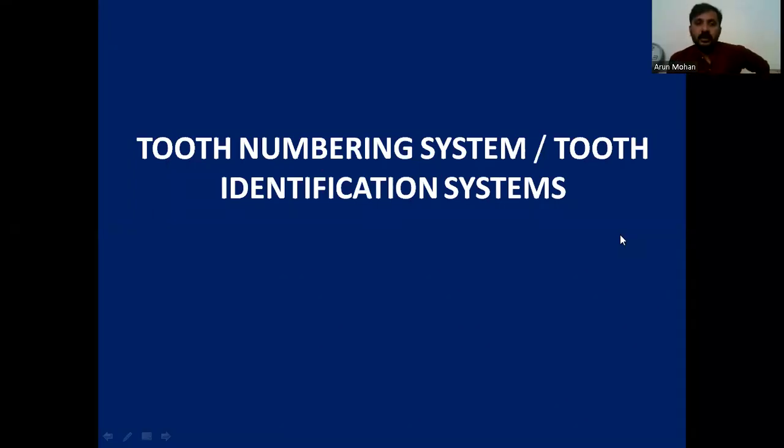Hello everyone. Tooth identification is very important in the whole discipline of dentistry, to number each tooth or identify tooth using notations or numbering system. Tooth numbering system is a very important process. So today we'll be discussing the various nomenclature and systems which we use for numbering the tooth or identifying the tooth or denoting the tooth so that we can identify the tooth easily.